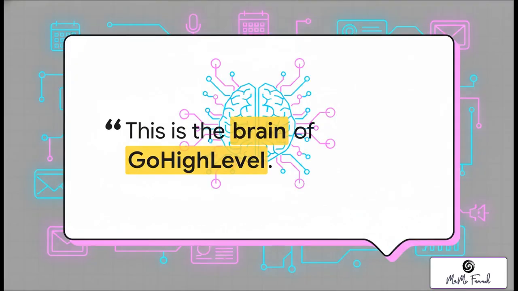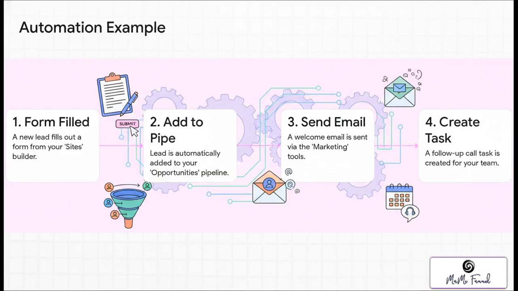This quote really just says it all. The automation section isn't just another item in the menu. It is the central nervous system. It's the brain that connects every single part we just talked about and tells them what to do and when to do it. Let's make this super clear with a quick example.